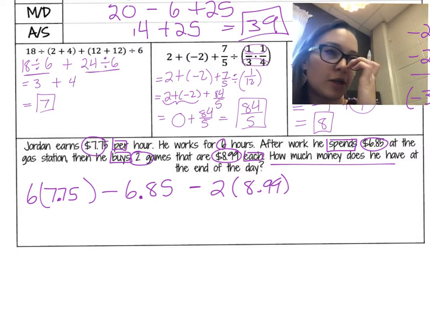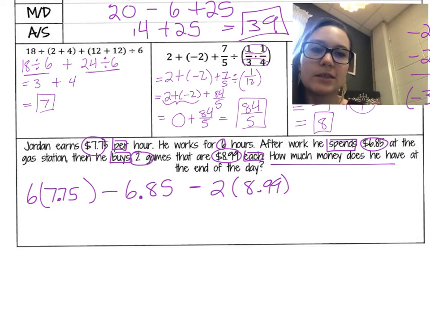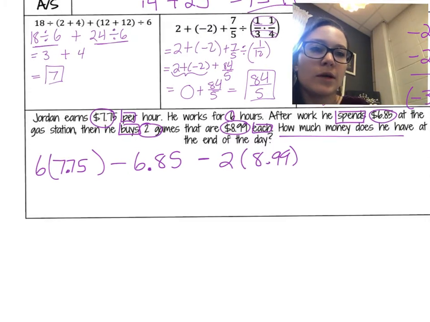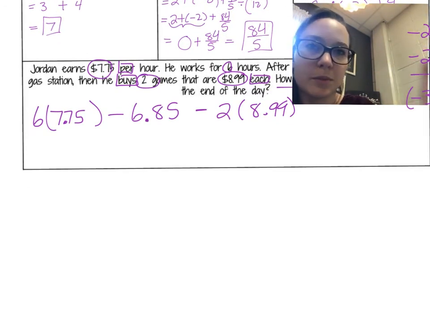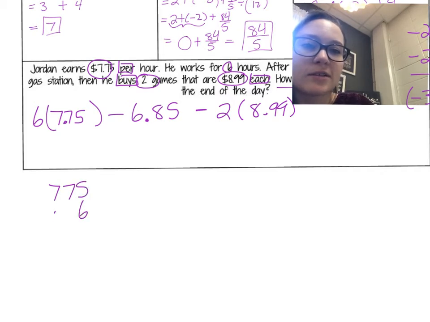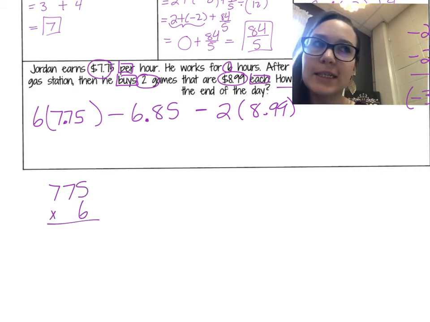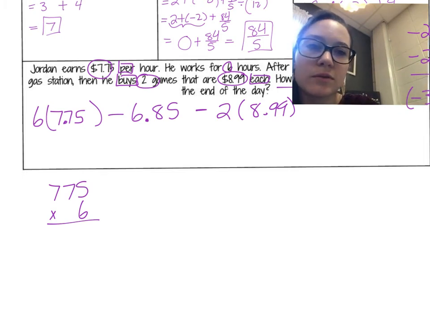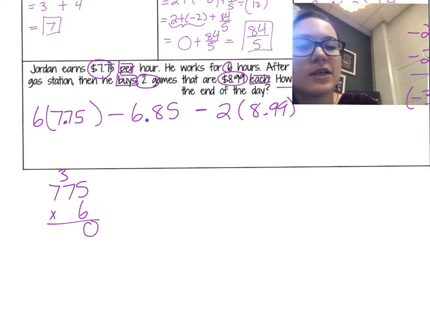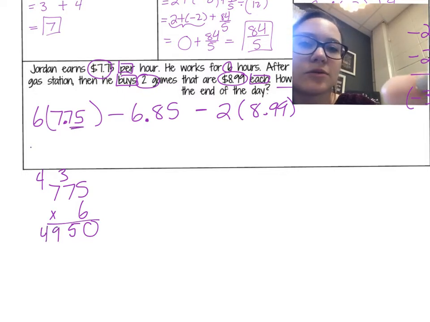So I'm going to start. I don't have anything in parentheses. These just mean multiplication. Okay, so I'm going to start by multiplying from left to right. 7.75 times 6. To multiply a decimal, we just multiply like normal. 6 times 5 is 30. 6 times 7 is 42, plus 3 is 45. So it'll be 4650.